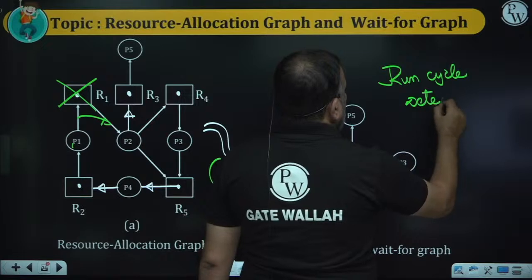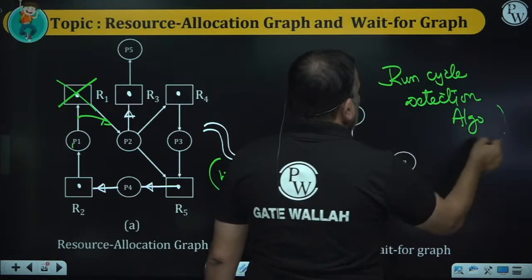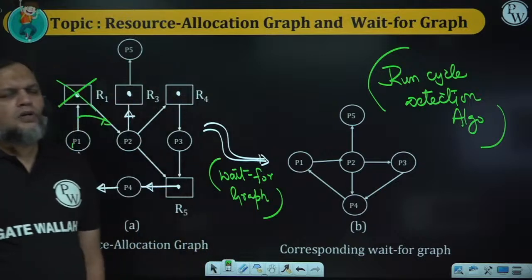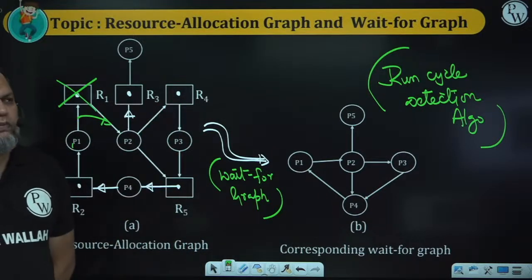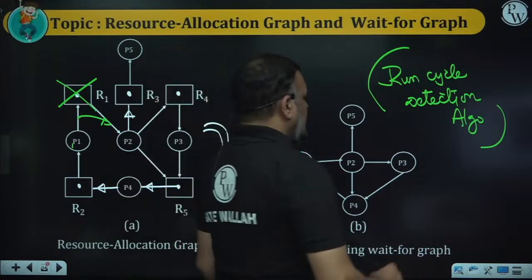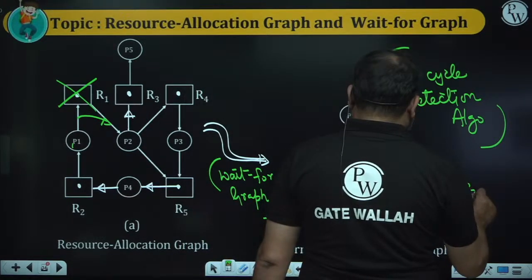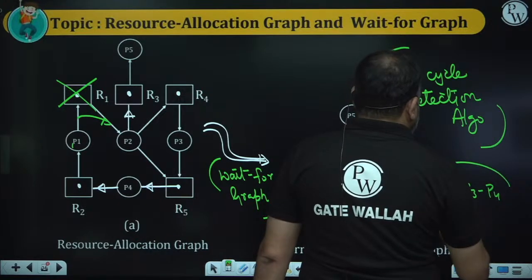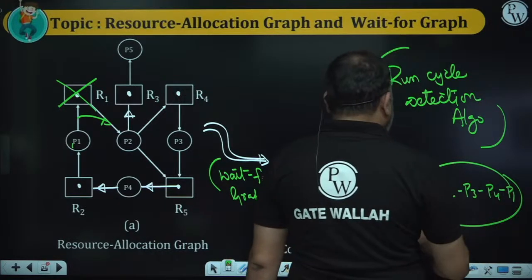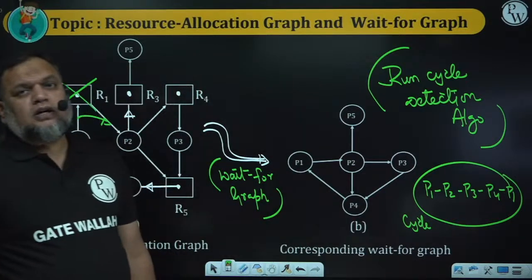Cycle detection algorithm. Algorithm to detect the presence of a cycle in resource allocation graph. Like depth first search, breadth first search आप apply कर सकते हो. Like for example, do we have a cycle here? हाँ sir, we have a cycle. Like what is the cycle? Largest cycle P1, P2, P3, P4, and then P1. The presence of this cycle implies deadlock always because the type of graph is single instance resource.